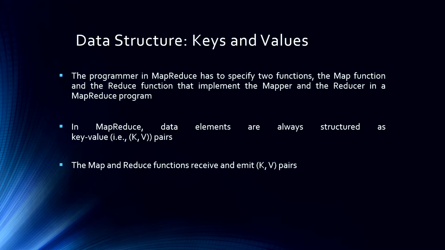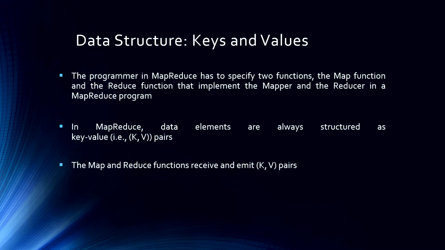So when we program any MapReduce program to process our data, it has to specify two functions as we discussed earlier. It's map, which is the mapper, and reducer. So the map function and the reduce function. These implement the mapper and the reducer in our MapReduce program.